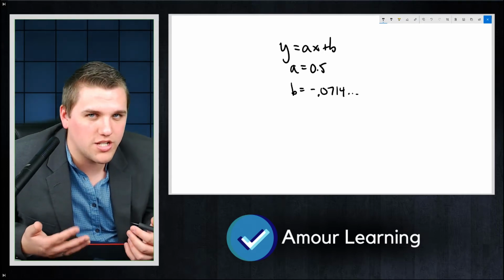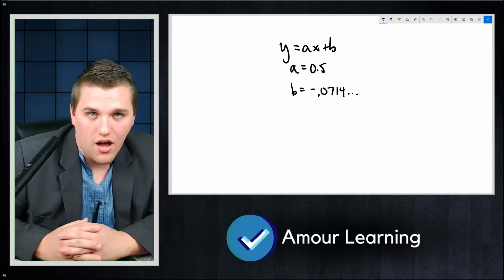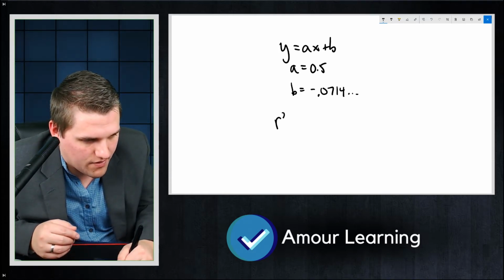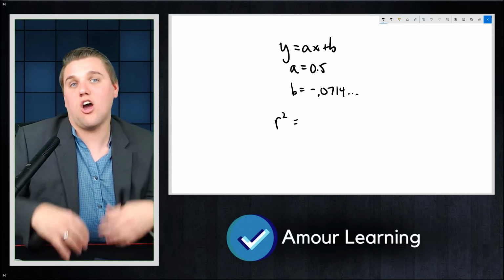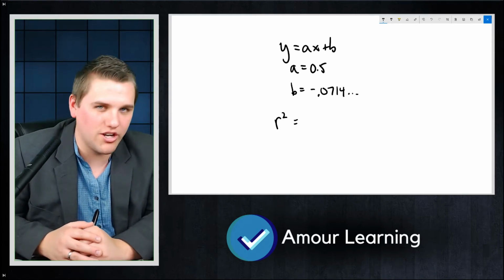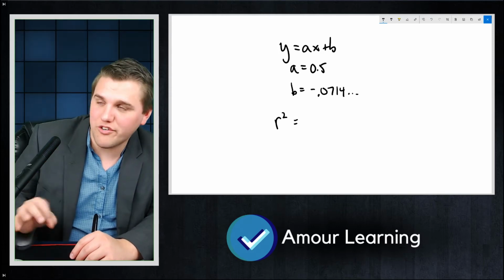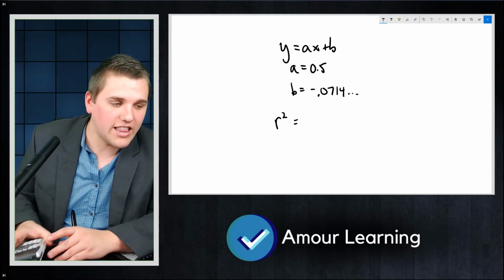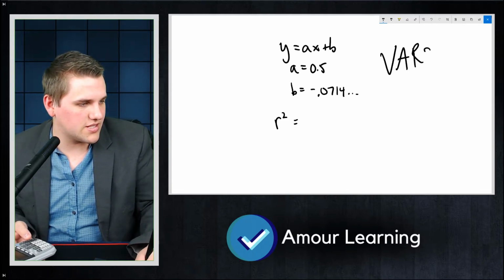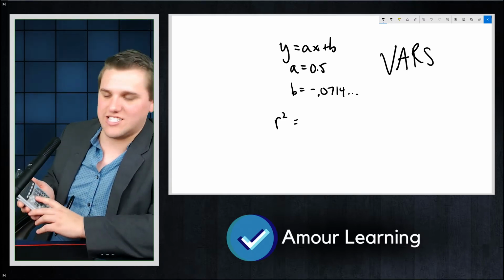But a really good question is, how good is this linear model? Well, we would need our R squared value. Now, you could calculate the R value, which is the correlation coefficient. I'm more interested in the coefficient of determination. Now, to get there, we are going to hit the VARS button. Looks something like this. It should be next to the STAT button.